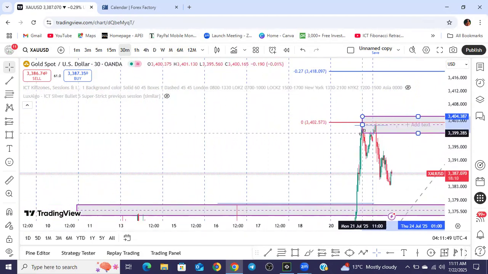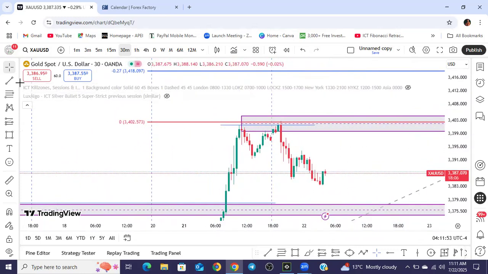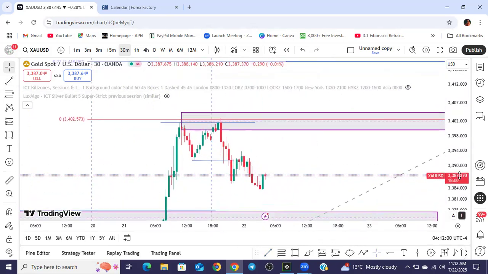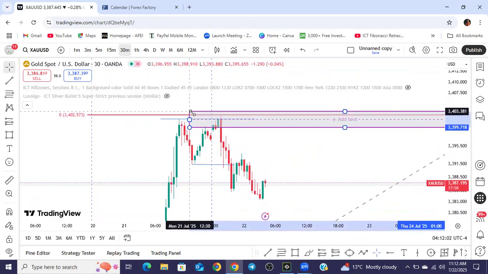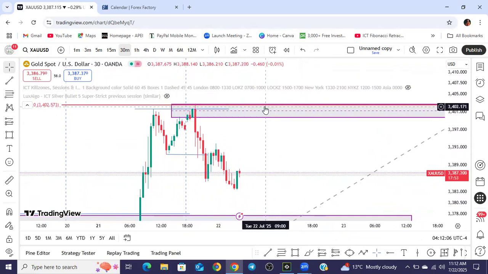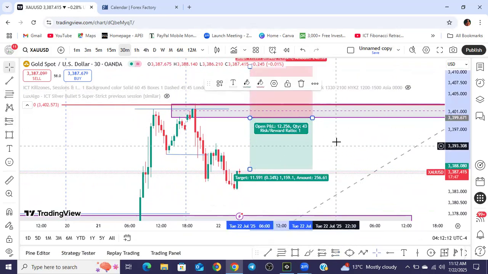So mark it like that, because what we have seen here, we have already witnessed a change of character right here from the 30 minutes time frame. So what it means is that in case the price comes to this level, that's where we have the OB. So we might see some selling opportunities from these particular points. Okay, something like that.